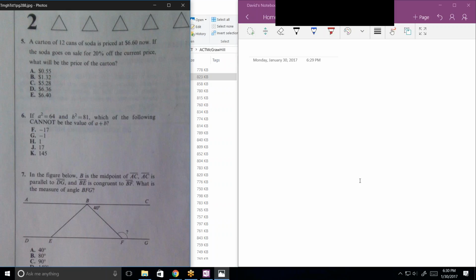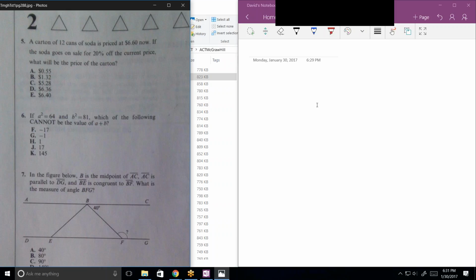You should always have the calculator. Is this the calculator section or not the calculator section? This is the ACT, which is all calculator. That's the one remaining difference between SAT and ACT: the SAT does have a non-calculator section, but the ACT is all calculator. Unless they've changed it, I don't think they have. So you're allowed to use a calculator on all of these. Tell me how you're going to do it.